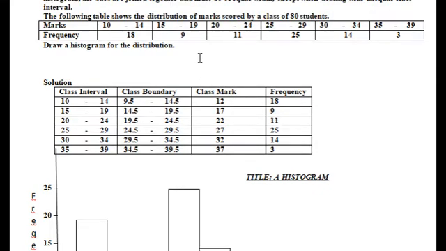Then you might be asked to plot the histogram using the class mark. That's when you need to do this. In this example, you don't need this column. You don't need the class mark. But to get the class mark, all you need to do is add the lower class limit plus the upper class limit, divided by 2. The average of the class limits gives the class mark. For instance, 10 plus 14 gives 24, 24 divided by 2 gives 12. Do you understand that? Of course, we have been given the frequency in this column from the question.